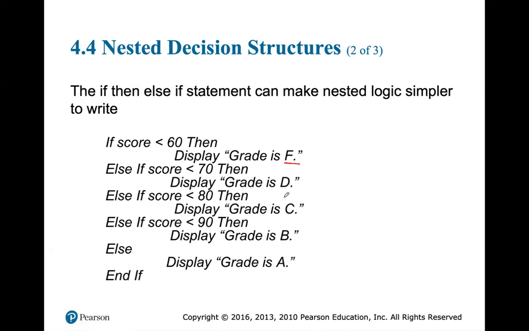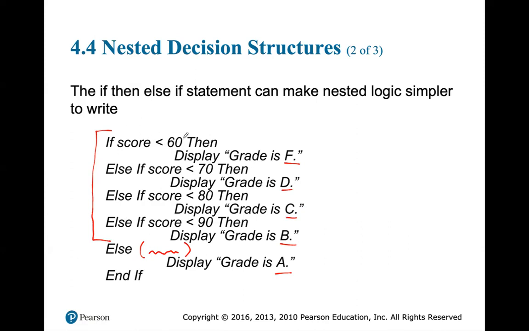If the score is less than 70, display D, and so on. 80 is C, 90 is B, and else is A. Now, you can notice right here that we do not have a condition for A, right? Why is that? Because we already checked every other possible condition before we get to A.